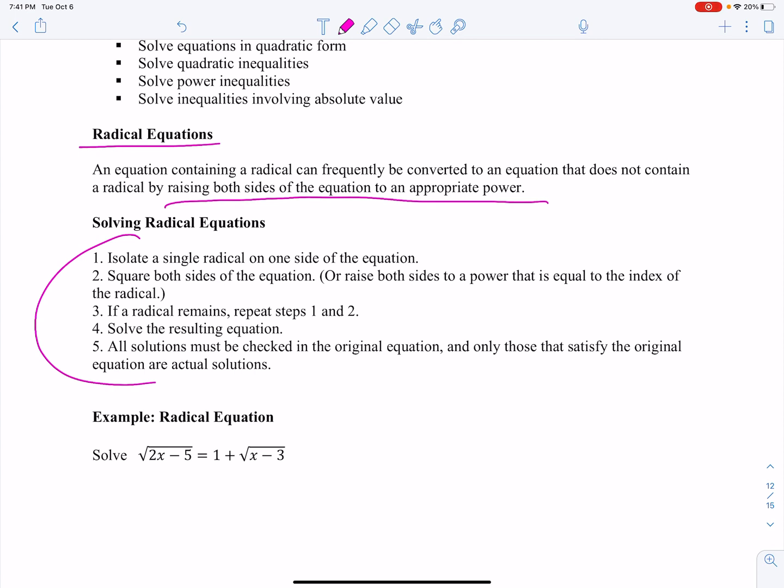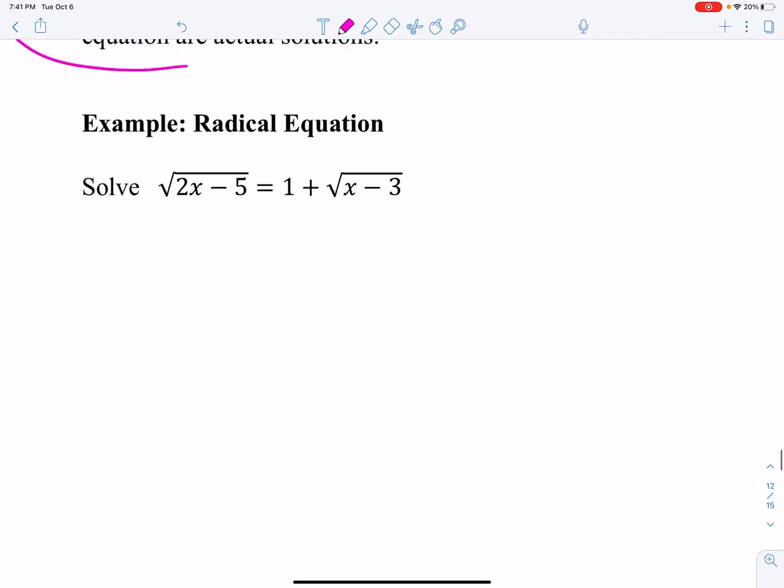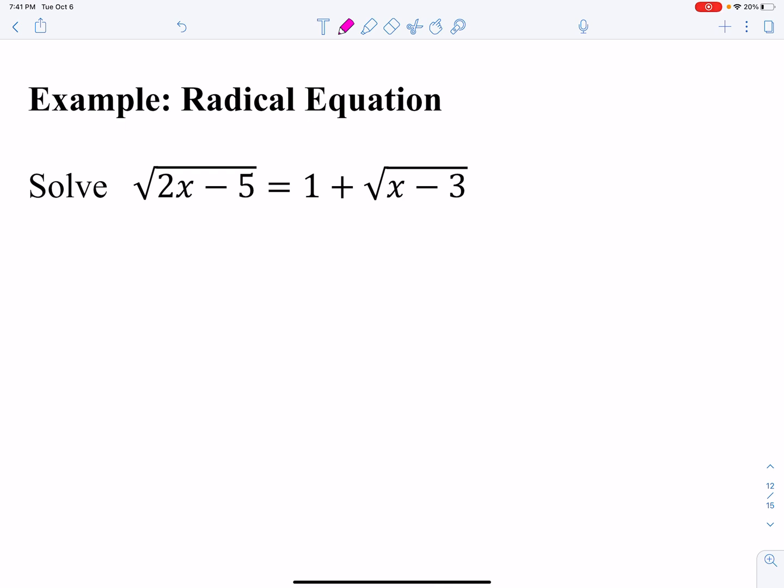Read those directions, and I'm going to show you how to do some of these problems. First step is get a single radical. In this case, notice we have multiple radicals, one there, one there. Get one radical by itself, which they already did for us. Since it's a square root, we're going to square both sides. Be careful, look where I put my parentheses. We have to square the entire side, not just each individual piece. A square root squared, those two things undo each other, so we get 2x minus 5 equals.